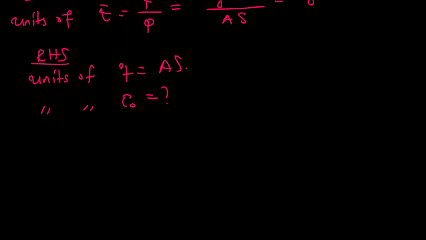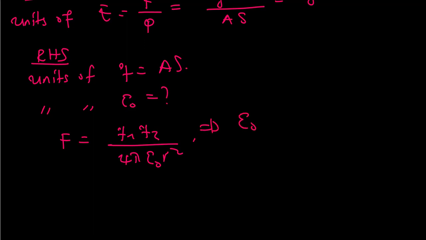We can get the units of epsilon naught from Coulomb's law of electrostatics, or also from the equation c squared mu naught epsilon naught is equal to 1. There are several ways to get the base unit of epsilon naught, but we are going to use Coulomb's law of electrostatics. It says that the force between two charges Q1 and Q2 is given by F is equal to Q1 Q2 over 4 pi epsilon naught r squared. And so from here the base unit of epsilon naught is equal to Q1 Q2 divided by 4 pi F r squared.